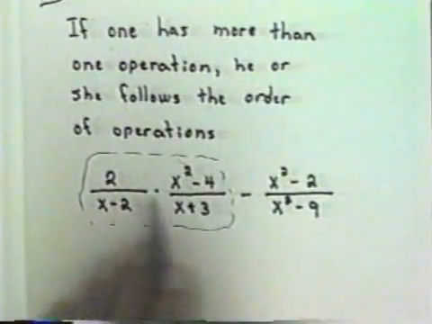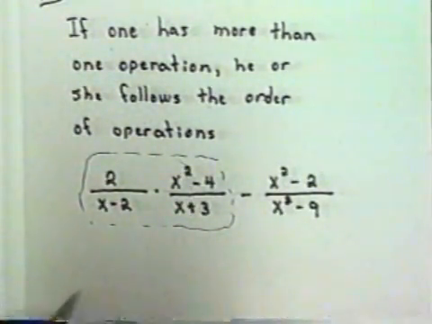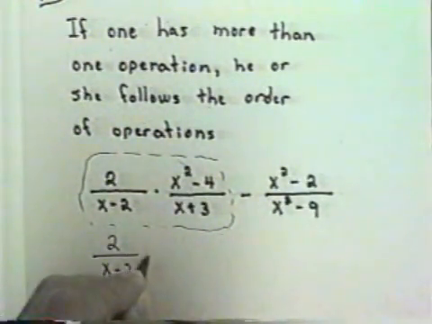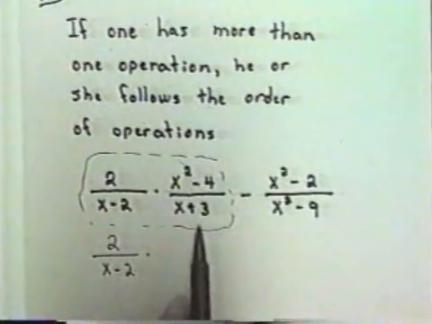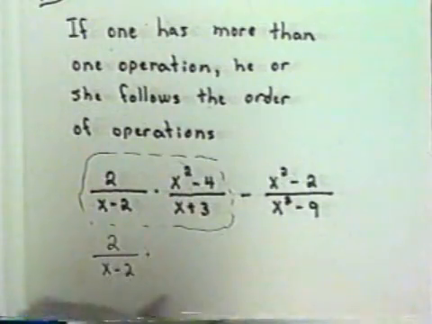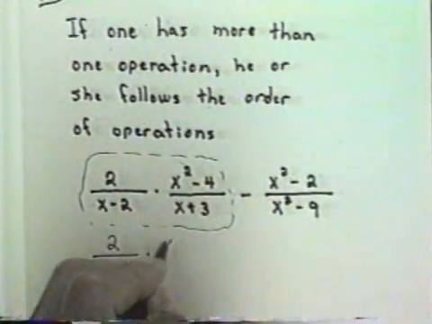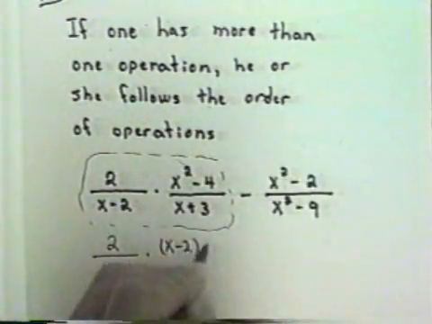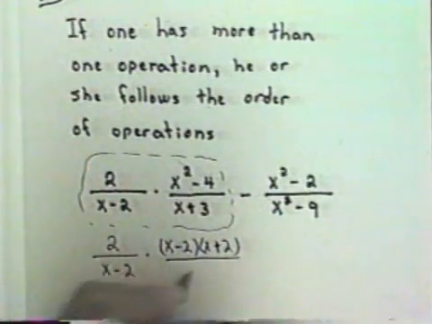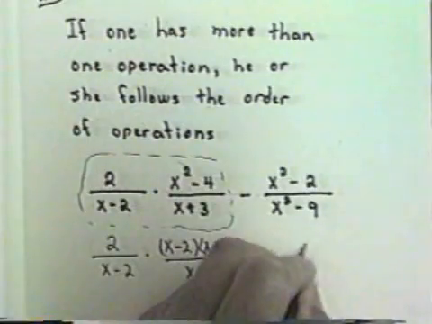So I'm going to start doing this problem, and then I'm just going to write down the second part. So we will have 2 over x minus 2 times. Now, to do multiplying, remember the rule is to completely factor and divide out any factors that you can. So I factor x squared minus 4 into x minus 2 times x plus 2, and x plus 3 is already factored. Now I'm just going to write down the problem over here.